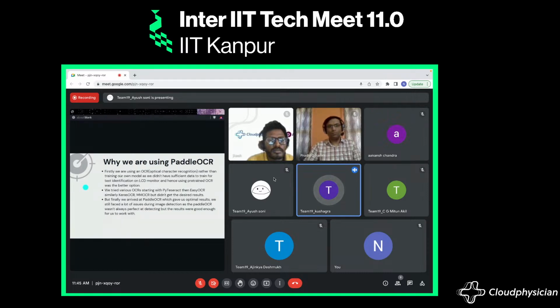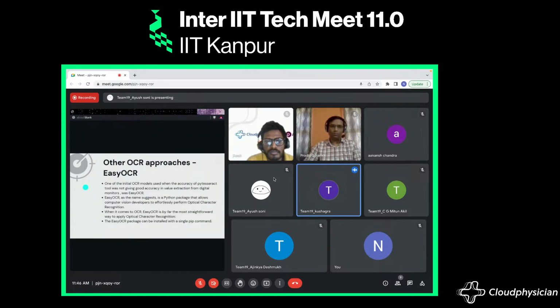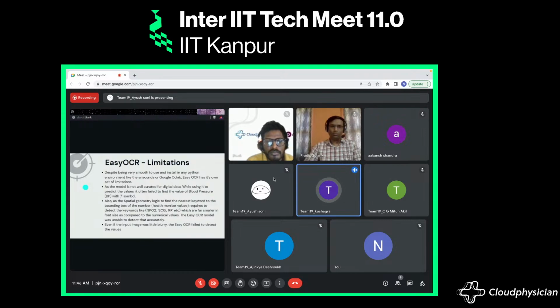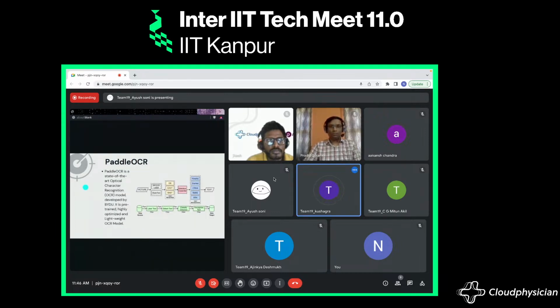Now the biggest question was which OCR should be used for this particular problem. We experimented with various OCRs like PyTesseract, EasyOCR, KerasOCR, and MMOCR, but again there were some issues with each method. Most of the OCRs weren't detecting the complete text required by us. For example, EasyOCR often failed to detect the slash, which was necessary for BP. And even smaller keywords like SPO2 and HR were not being detected by it. So finally, we decided to use PaddleOCR.